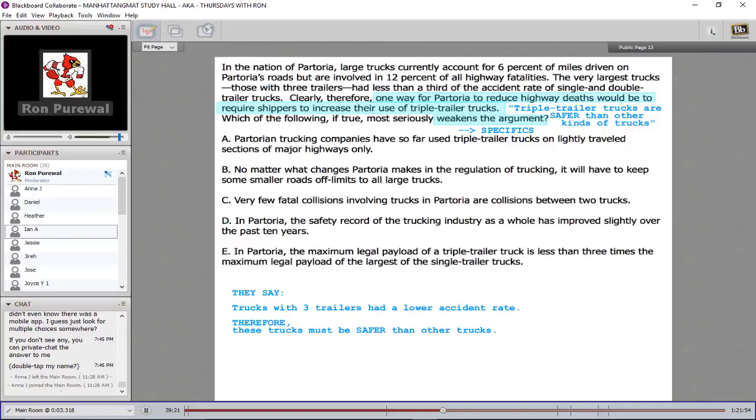What do we need? We need a reason. This is a fact, and you can't make facts less true. So this is actually factual. Therefore, these trucks must be safer than other trucks. What do we want here? How would you guys summarize the standard for a correct answer? Let's see what you type in the chat box.